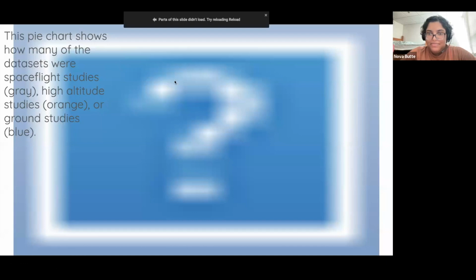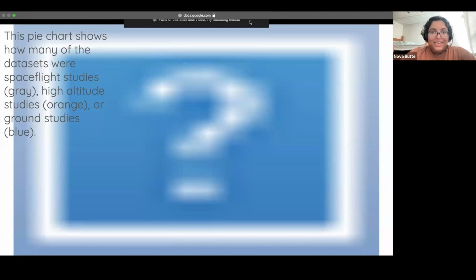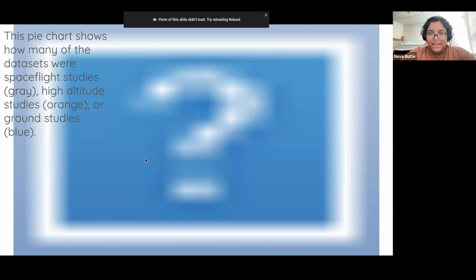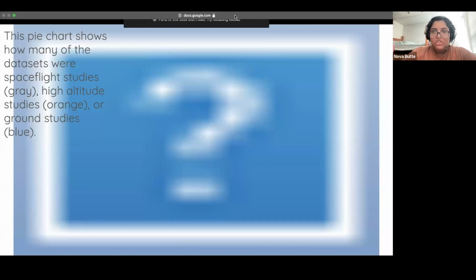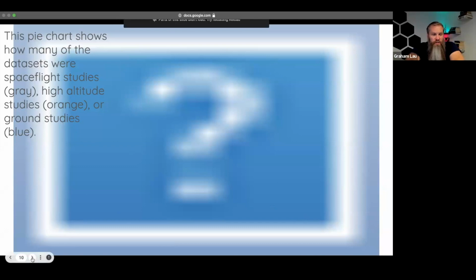Hmm. Yeah, whoops. Okay, I guess that isn't working. I can go out of the slideshow mode for a minute if that would work. It's okay, I think just keep moving on. All right, you just explain what the slide was showing us.